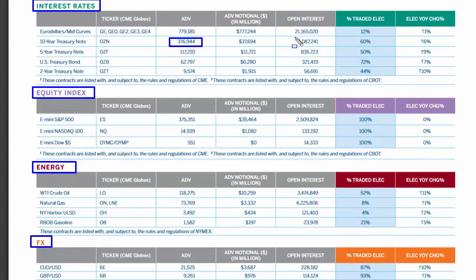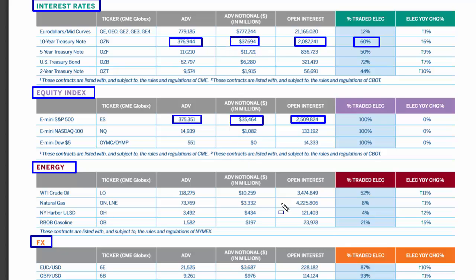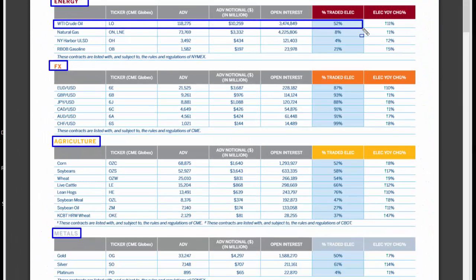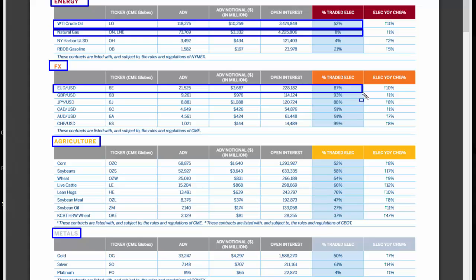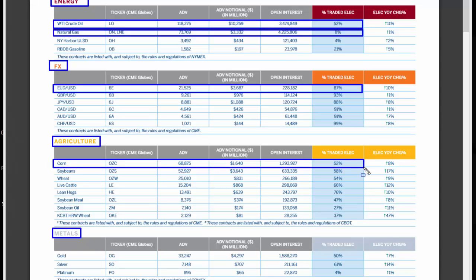The 10-year U.S. Treasury options averaged around 377,000 contracts a day in volume and 2.1 million in open interest during Q2 2014. The S&P 500 E-mini options also averaged around 375,000 contracts a day in volume and 2.5 million in open interest. WTI, Nat gas, the Euro FX, corn, and gold were also liquidity leaders in their respective product complexes in Q2 2014.